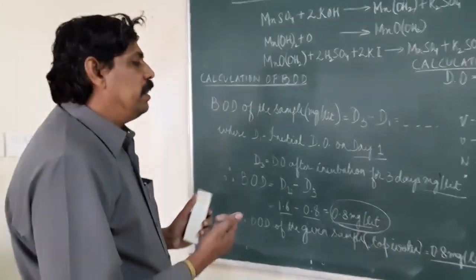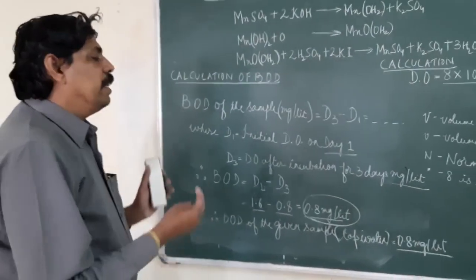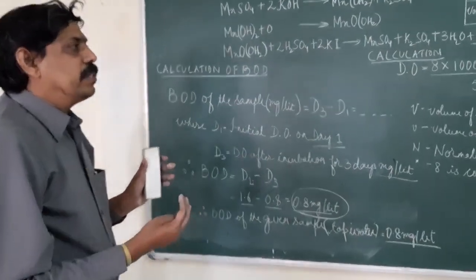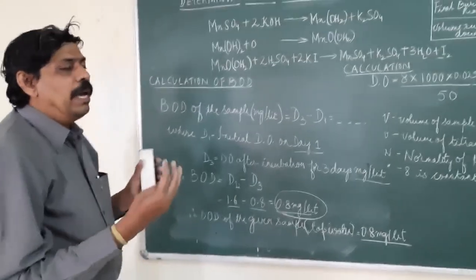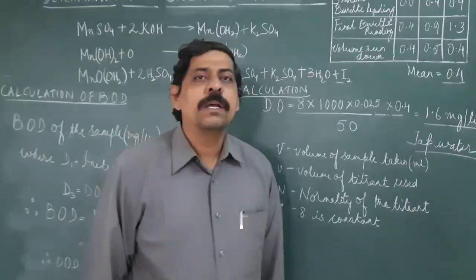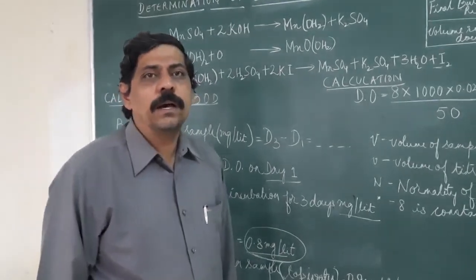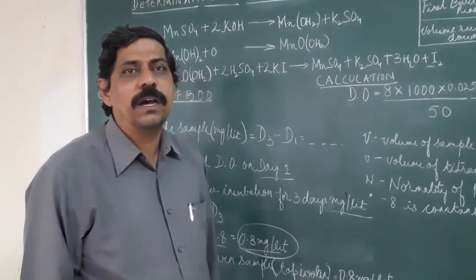If the same water samples are taken from different sources like lakes or other water bodies, the BOD levels and the dissolved oxygen levels will vary, or will be on a higher scale when compared with the tap water. So this is how the dissolved oxygen and BOD estimations are carried out.